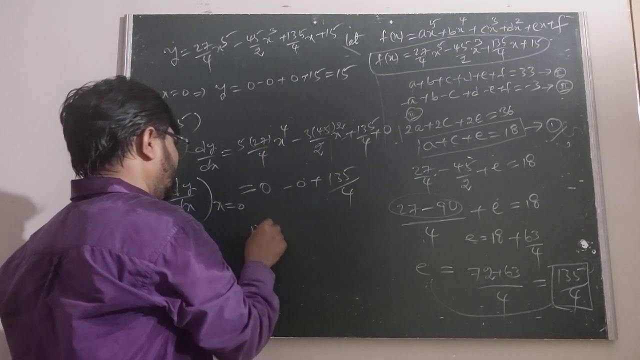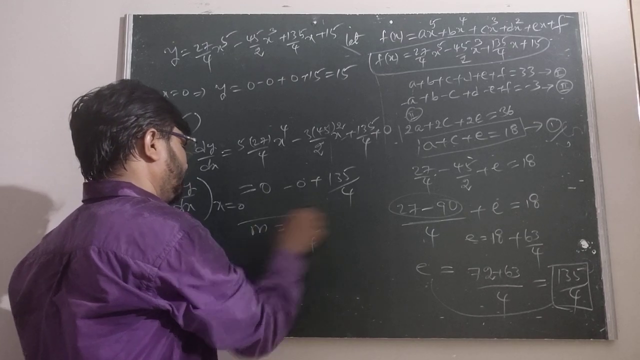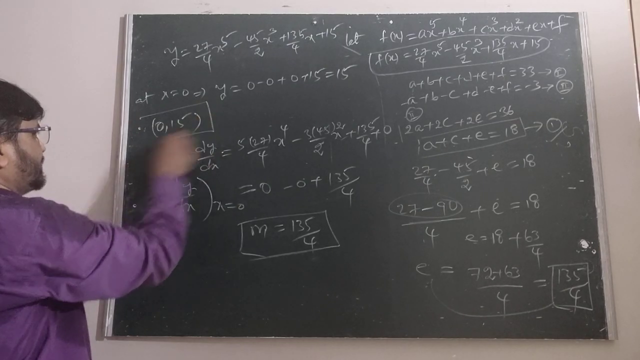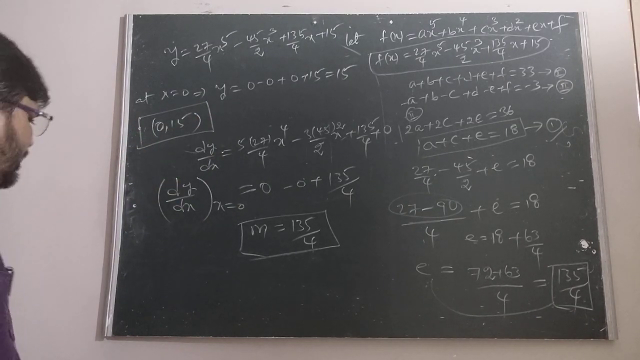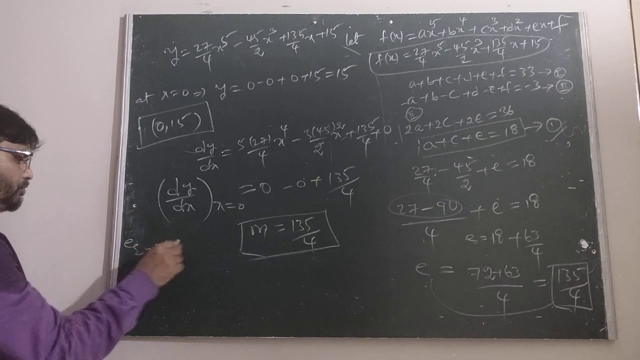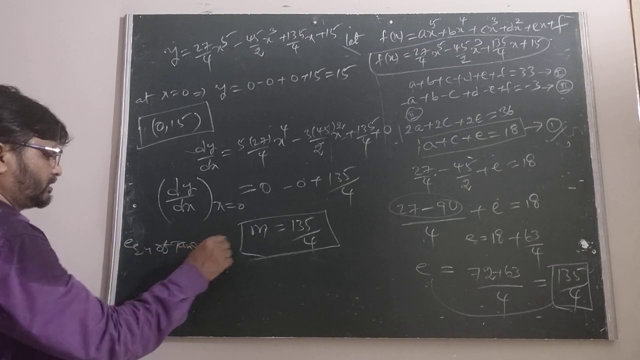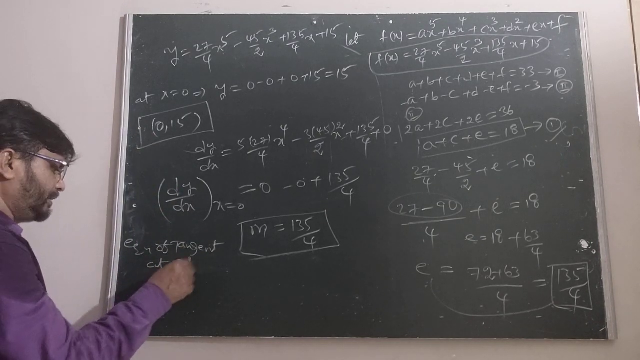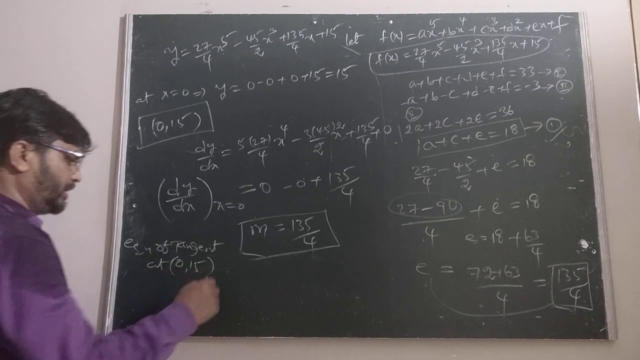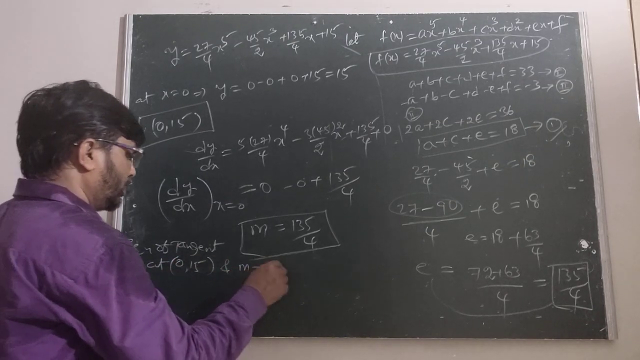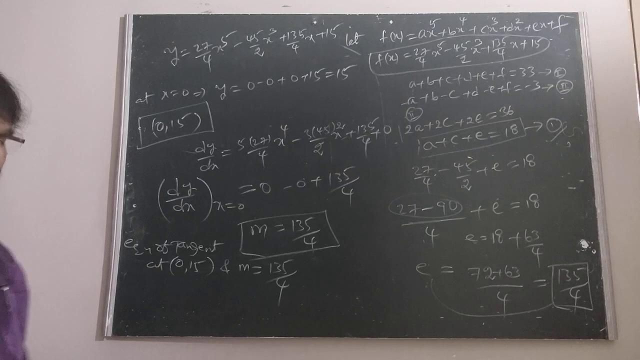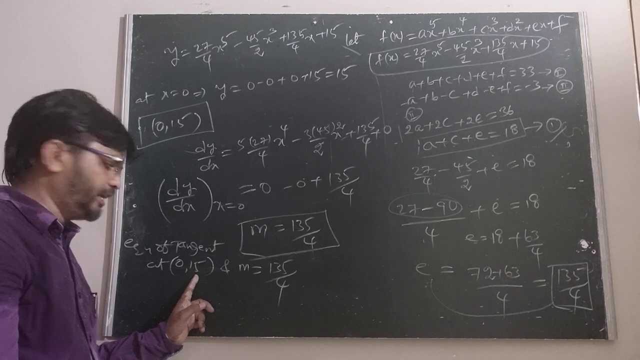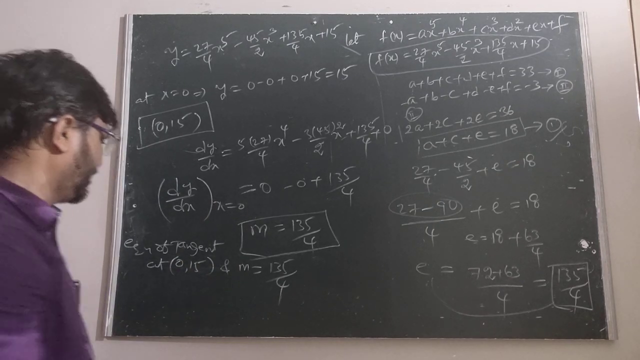135 by 4 is the m. This is the slope of the tangent. Now the point is 0 comma 15. Therefore, the equation of the tangent. Everyone listen carefully. The equation of the tangent at the point 0 comma 15 and having the slope 135 by 4.